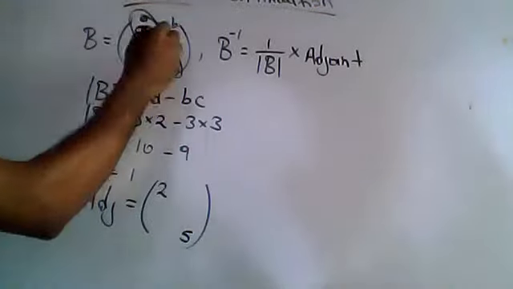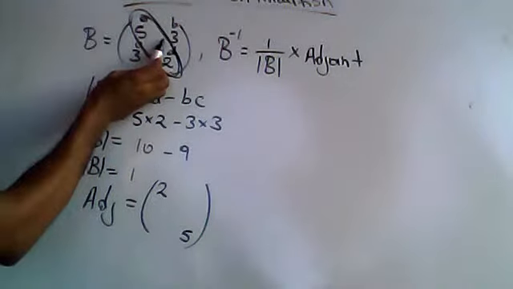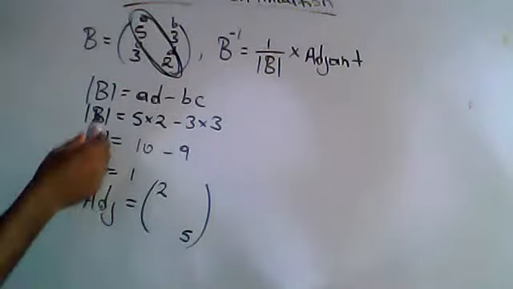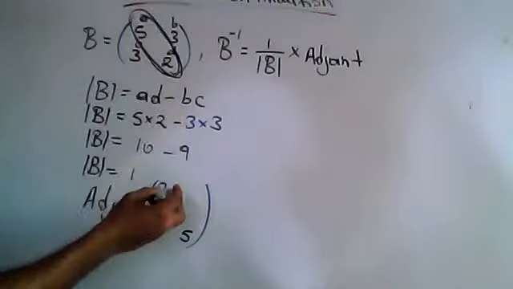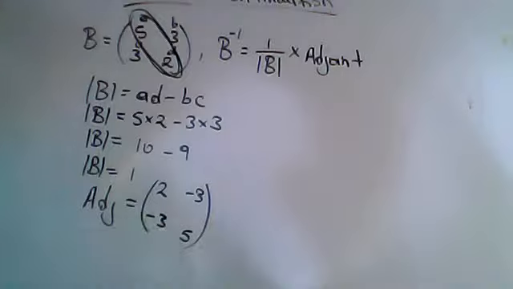And for the non-leading diagonal, or minor diagonal, you're just going to change the signs of the values. So if the 3 was negative, you change it to positive. But if you realize that both of them are positive, you just change both of them to negative. So minus 3, minus 3.